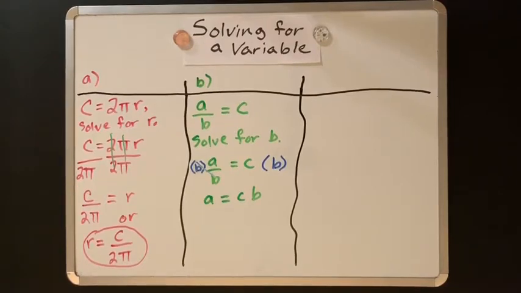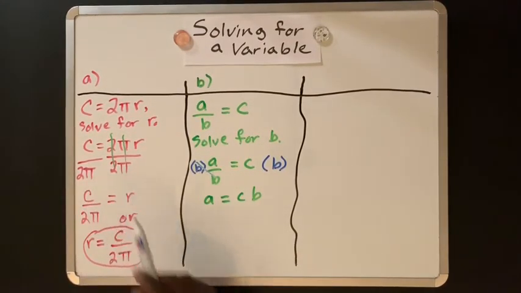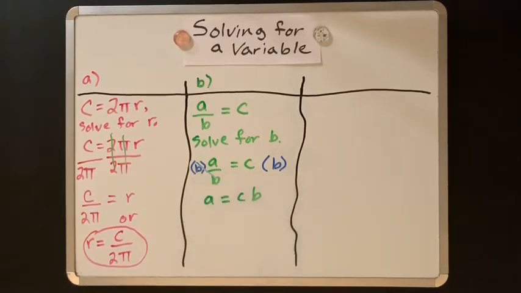You got to keep asking yourself. In this case, we use division property of equality. Here, we use multiplication property of equality because we multiply both sides by B. Now we ask ourselves, what can I do to get B by itself? Well, I'm multiplying B by C. What's the opposite of multiplying B by C? Divide B by C. So we're going to use the division property of equality.